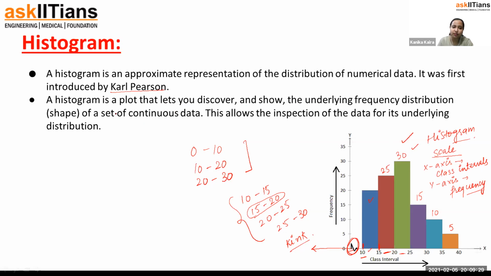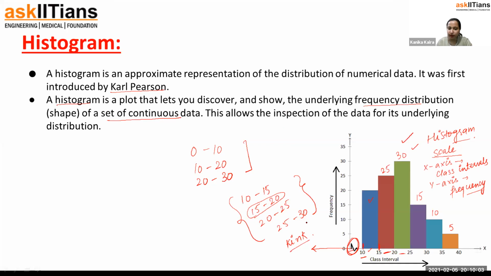Now the second point: a histogram is a plot that lets you discover and show the underlying frequency distribution of a set of continuous data. This allows the inspection of data for its underlying distribution. Basically, what this statement says is, a histogram lets you understand how the frequency is distributed in a set of continuous data. Continuous data means, again, you have to convert the data in the form of class intervals. When you represent it in the form of a graph, that graph is a histogram. I hope the basics of this are clear.